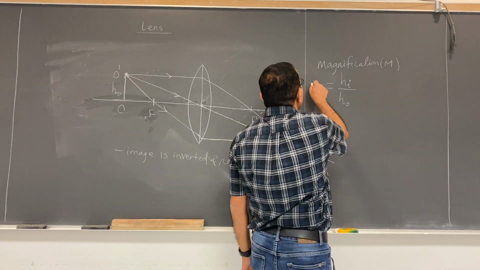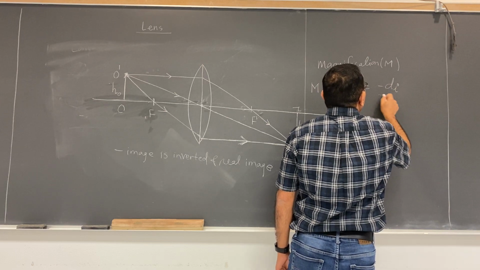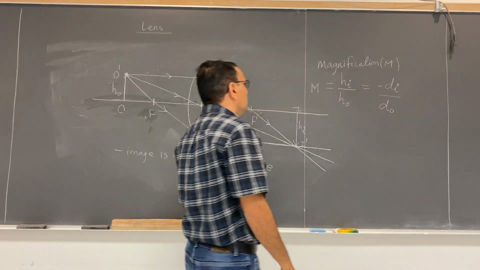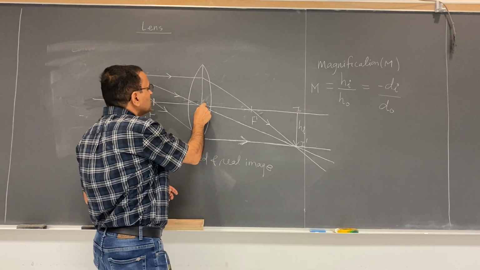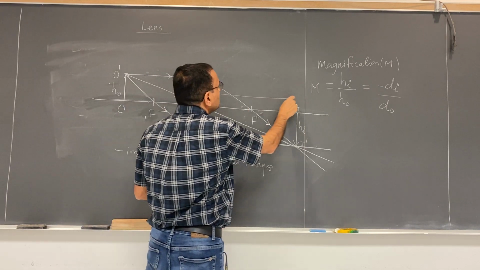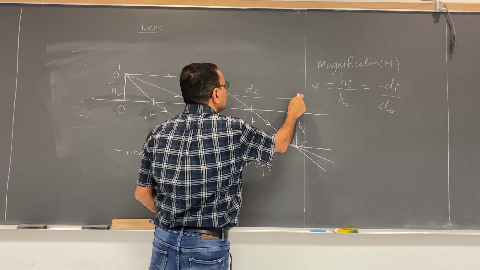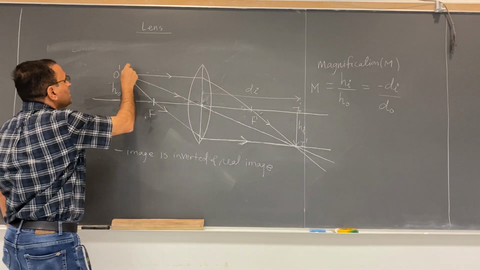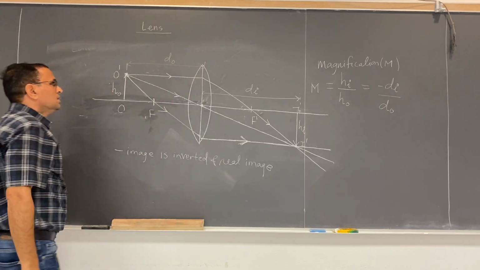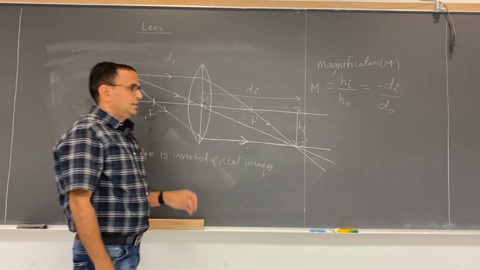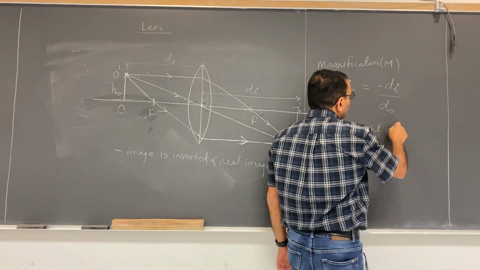This magnification M is also equal to negative si divided by so. This is how you define the magnification. So what is si and what is so? si is the distance you measure from the center of the lens up to here. This is your si, the image distance. And from here to there, this is your so. so is the object distance. Please don't forget: HI, height of the image.